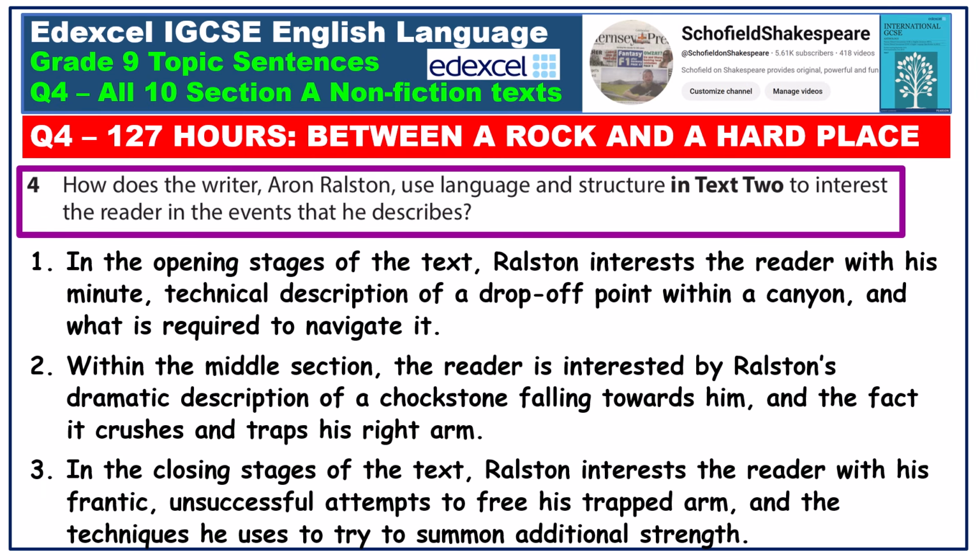Here are my suggested topic sentences. Number 1. In the opening stages of the text, Ralston interests the reader with his minute technical description of a drop-off point within a canyon and what is required to navigate it. 2. Within the middle section, the reader is interested by Ralston's dramatic description of a chockstone falling towards him and the fact it crushes and traps his right arm. 3. In the closing stages of the text, Ralston interests the reader with his frantic, unsuccessful attempts to free his trapped arm and the techniques he uses to try to summon additional strength.